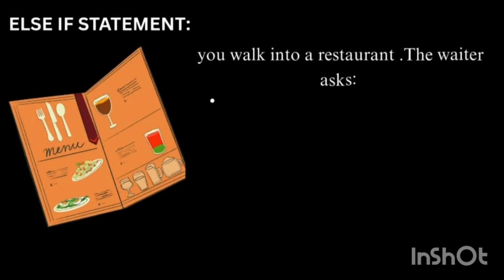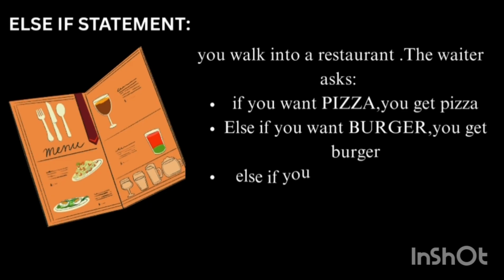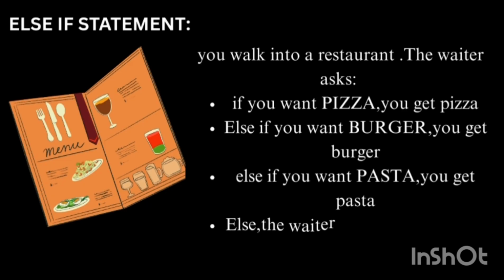So, the second type is the if else statement. The if else checks a condition and performs one action if true, another if false. Example, when we take a light switch, if the room is dark, you turn on the light. Else, if it's bright, you turn it off.